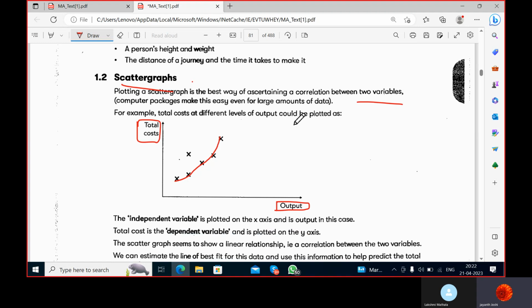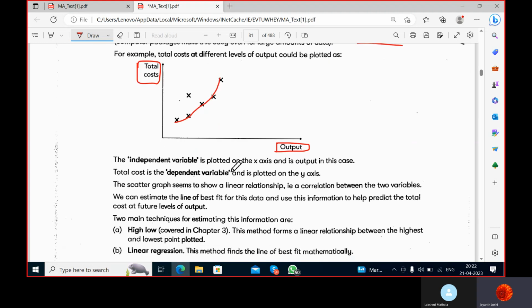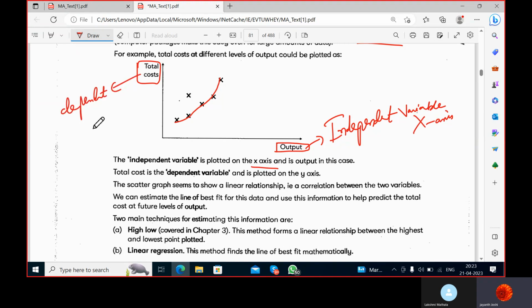For example, total cost at different levels of output can be plotted. The independent variable is plotted on the x-axis. So where do you plot the independent variable? X-axis. Yes. You plot the independent variable on the x-axis and the dependent variable on the y-axis. Of course, your total cost depends upon the output, correct? Output is nothing but production levels. More production, more the total cost. So this is the independent variable, this is the dependent variable.